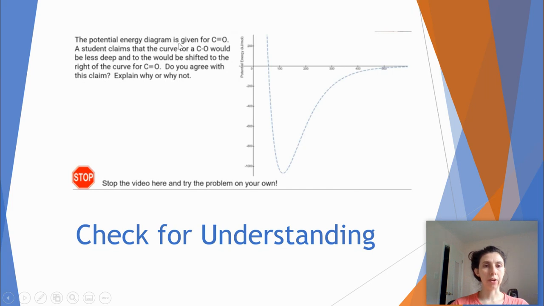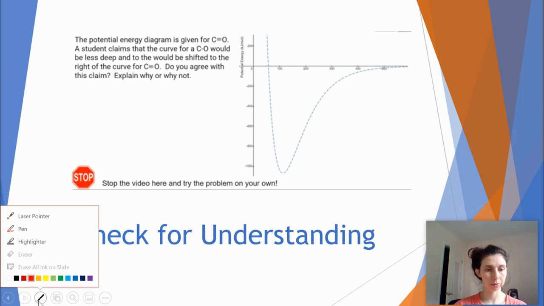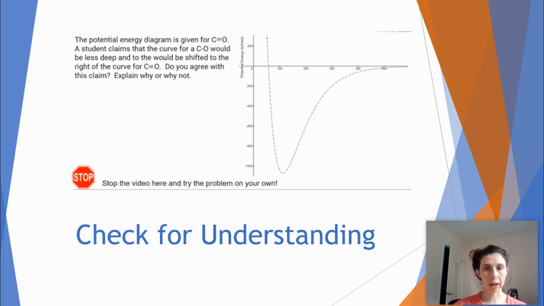The potential energy diagram is given for C triple bond O. A student claims that the curve for C single bond O would be less deep, so it would have a lower potential energy, and would be shifted to the right of the curve of C triple bond O. Do you agree with this claim? Explain why or why not. So the student is saying that the C single bond O would be less deep and shifted to the right. So it might look something like this.